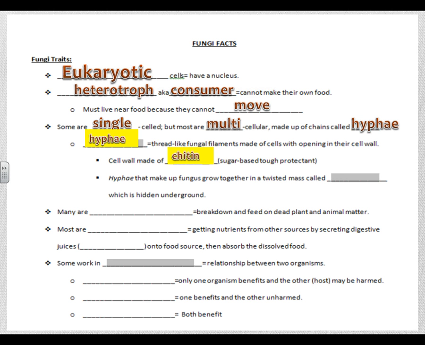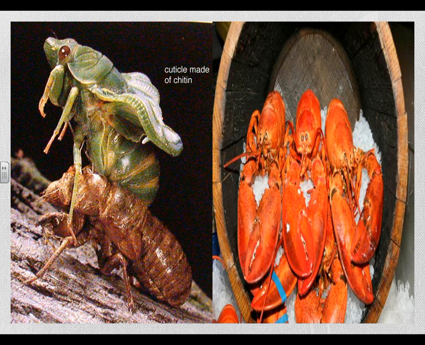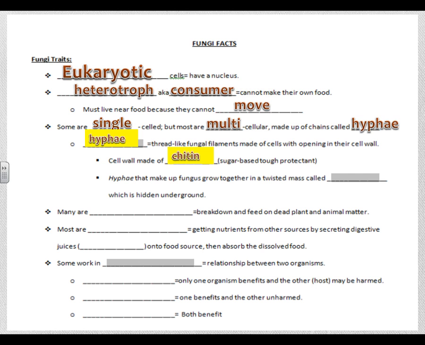How many of you ever ate a lobster? Crab leg. Or touch the bug. This is the bug coming out of an exoshell, like a locust that does that. But those shells kind of feel like your fingernail, right? It's tough, and these shells are made of chitin, and the outside of the fungi cell wall is made of this stuff, chitin, and it's sugar-based.